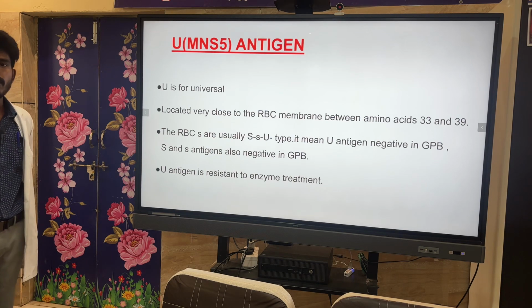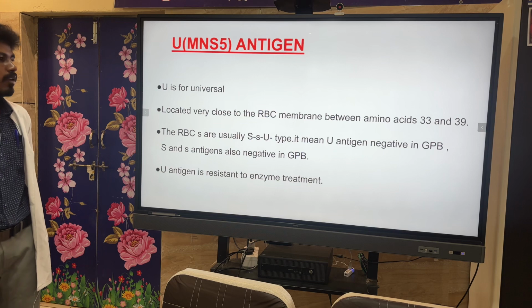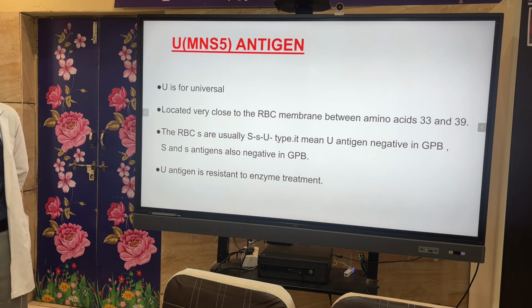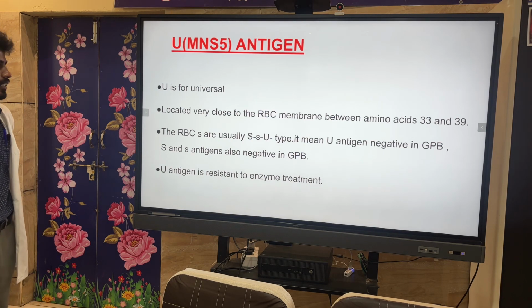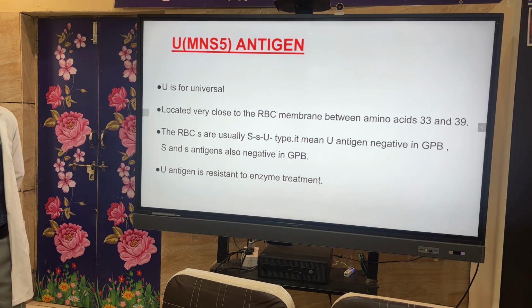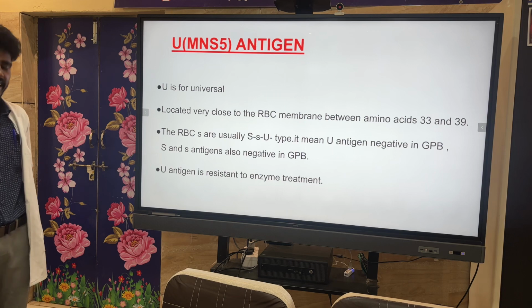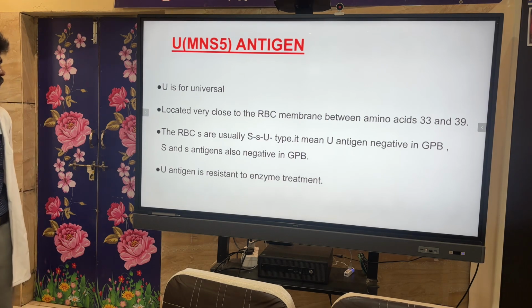U antigen stands for universal antigen. It is located very close to the RBC membrane, between amino acids 33 and 39. The RBCs are usually S negative, small s negative, U negative type. It means U antigen negative on glycophorin B. Capital S and small s antigens are also negative on glycophorin B. U antigen is resistant to enzyme treatment.